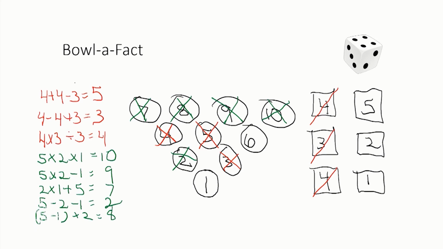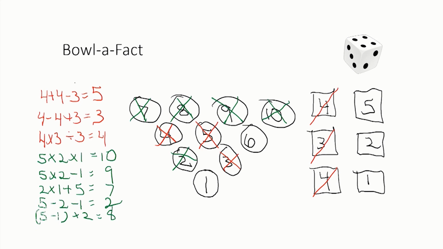So I did 5 times 2 times 1 equals 10, because 5 times 2 is 10, and 10 times 1 is 10. So I got to cross off the 10 bowling pin. Then I did 5 times 2 minus 1 equals 9. 10 minus 1 is 9. 2 times 1 plus 5 equals 7. 2 times 1 is 2, and 2 plus 5 is 7. 5 minus 2 minus 1 equals 2.